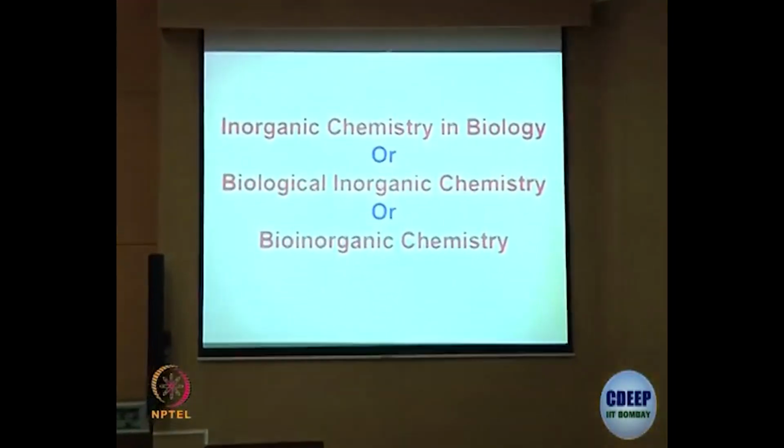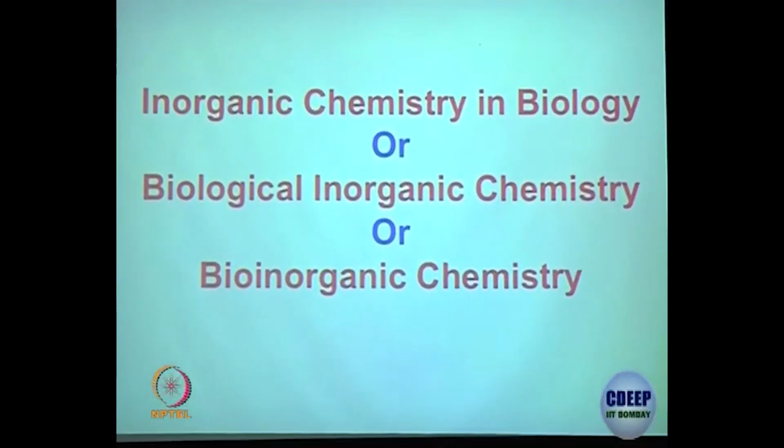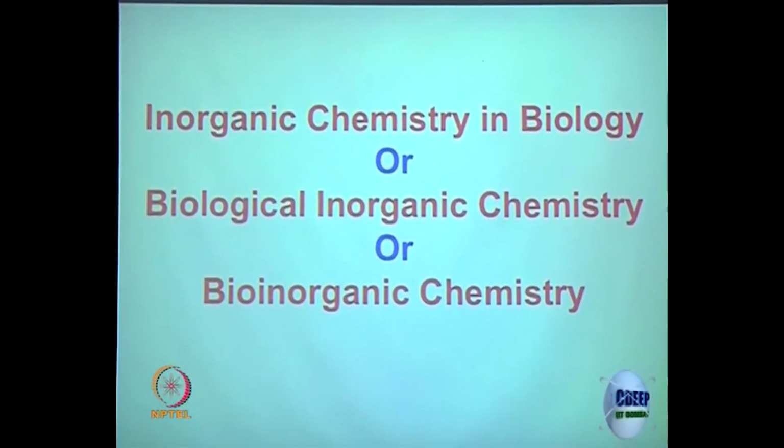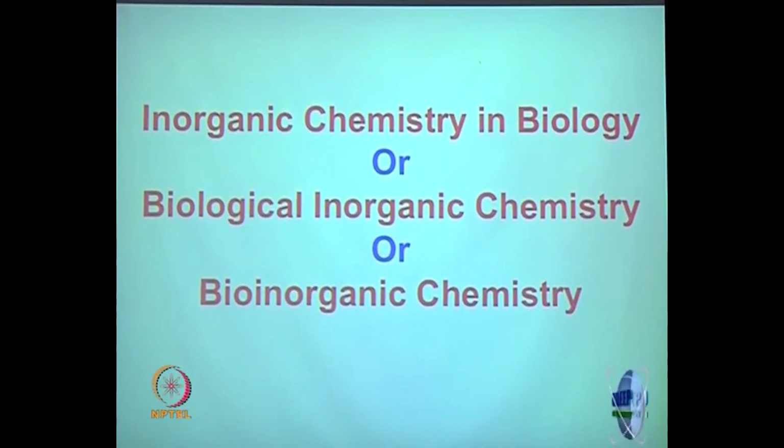Okay, so today's class is on inorganic chemistry in biology. What is inorganic chemistry? What we have seen so far is the role of metal in different fields. Let's say we have seen the role of metal in the periodic table, of course, they are full of them, and then we have seen extraction techniques. There again we have metal.